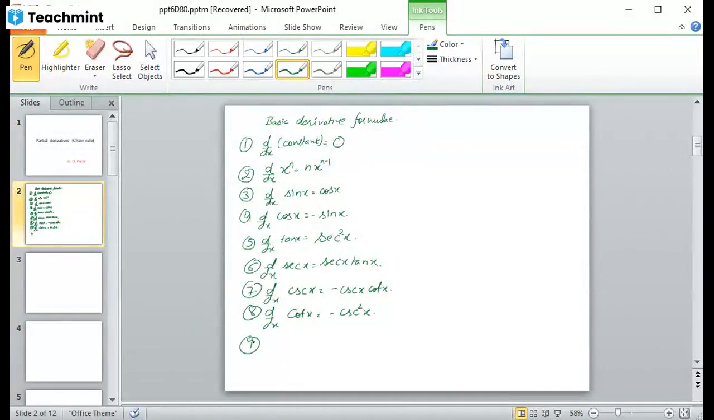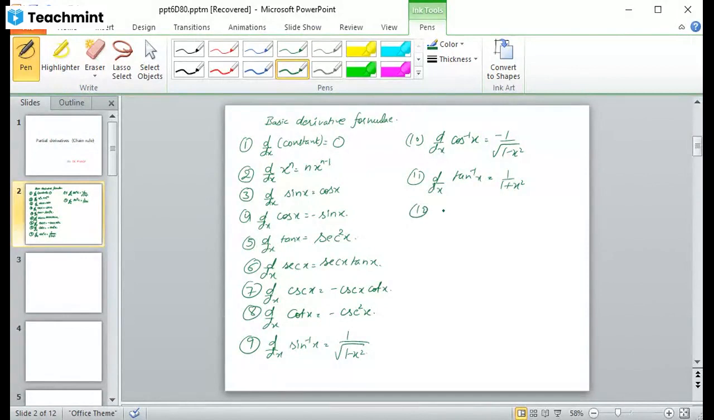Then we have some inverse trigonometric formulas. The derivative of sine inverse x is equal to 1 upon square root of 1 minus x square. Derivative of cos inverse x, which is minus of the derivative of sine inverse x, that is minus 1 upon square root of 1 minus x square. Derivative of tan inverse x is equal to 1 upon 1 plus x square, and the derivative of cot inverse x is its negative.